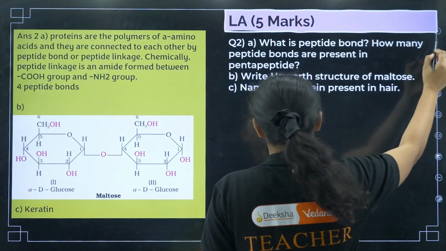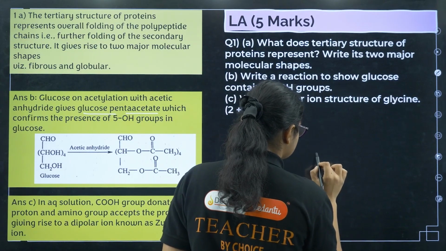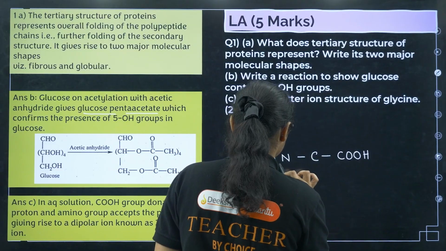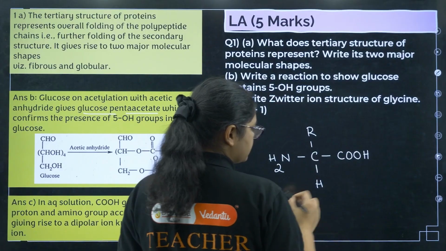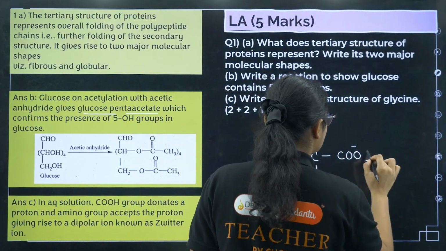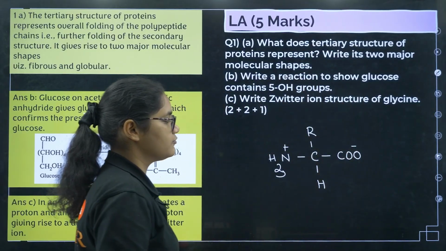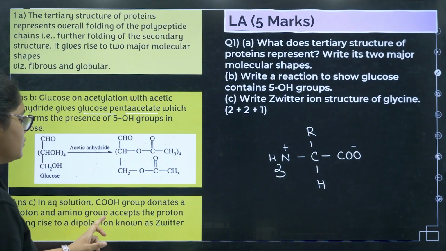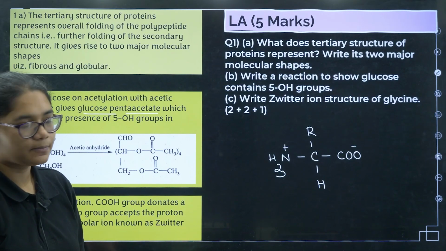Just a minute. So, the glycine Zwitter ion structure. First of all, let me tell you the structure of this one. You have COOH, you have NH2, you have R, and here you have H. Now there is an exchange: this becomes COO minus, this becomes NH3 plus, and I don't have to remove this H. So this is the structure of a Zwitter ion. In aqueous solution, the COOH group donates a proton and the amino group accepts a proton, giving rise to a dipolar ion known as Zwitter ion.